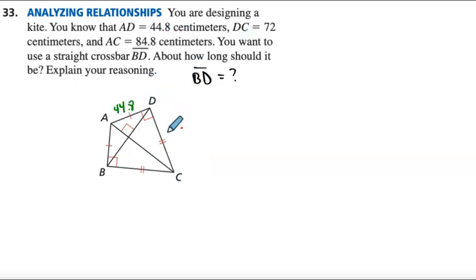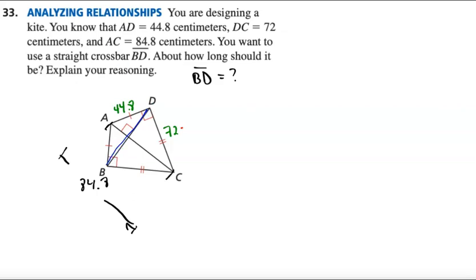We've got DC is 72, and AC is, where is it, 84.8, going all the way across from here to here, right? That's from here to here. And I'm looking for this whole piece here.